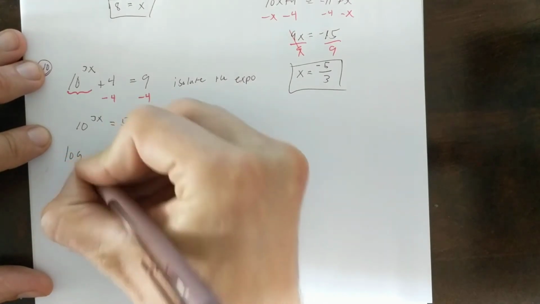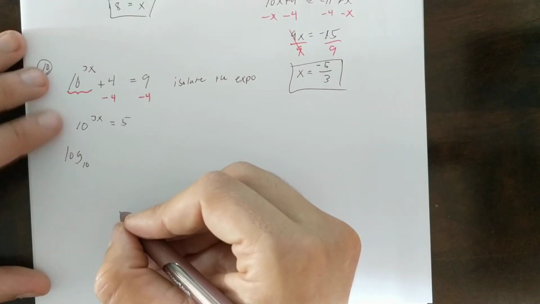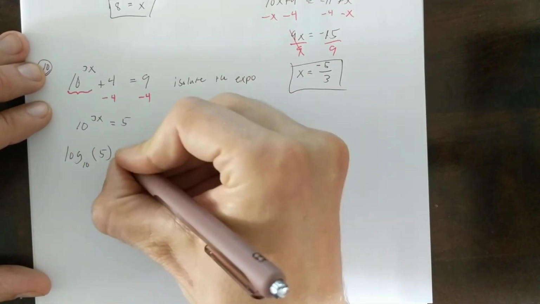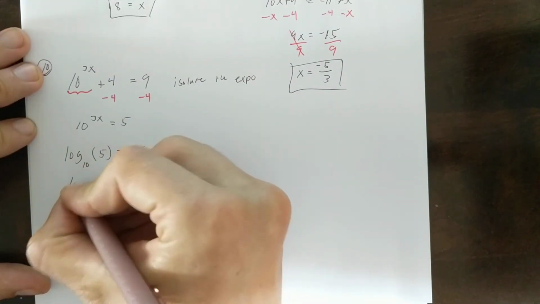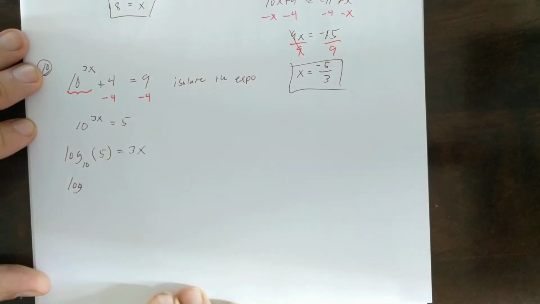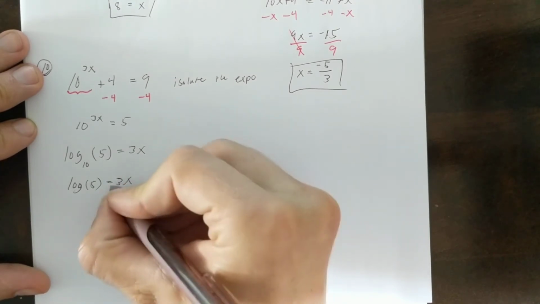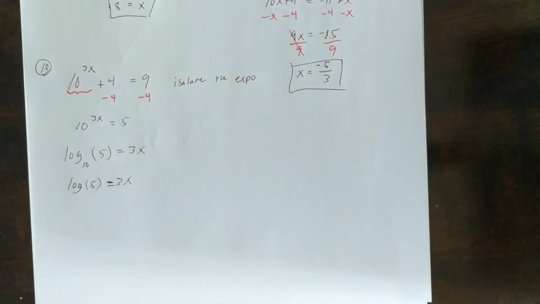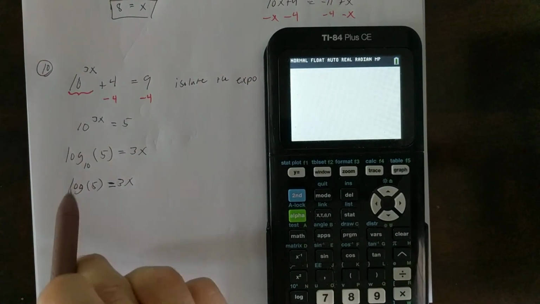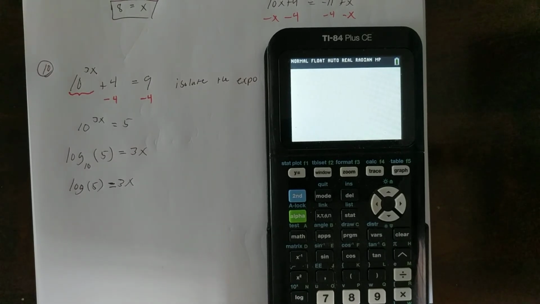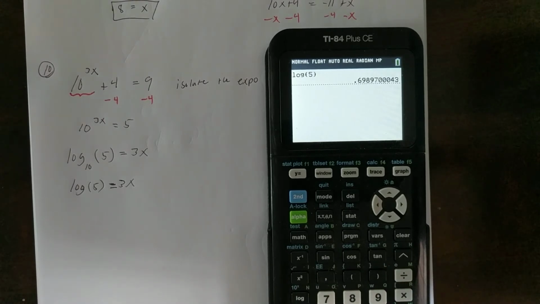Well, this is going to be log base 10, right? The base of the exponent is the base of my log, so log base 10 of 5 equals 3x. By the way, that 10 is generally understood, so you don't even need to write it. So log 5 equals 3x is sufficient. Now, I want to actually solve this, but log 5 is not something I can do by hand. 10 to what power is 5? That's not something I can actually answer. So I'm going to go to my calculator and put in log 5. Now it's going to be a pretty ugly decimal, which is fine.